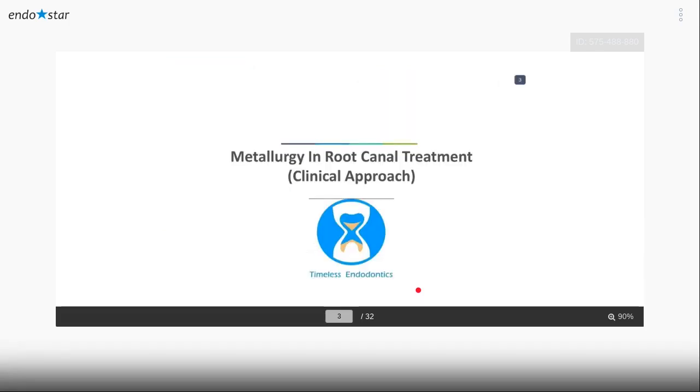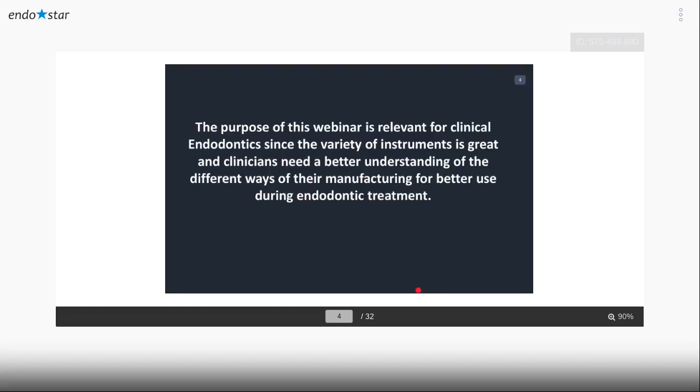Our title today is Metallurgy in Root Canal Treatment from the Clinical Approach, which means the purpose of our webinar today is relevant for clinical endodontics. How can we connect understanding the dental material with our daily practice in root canal treatment?